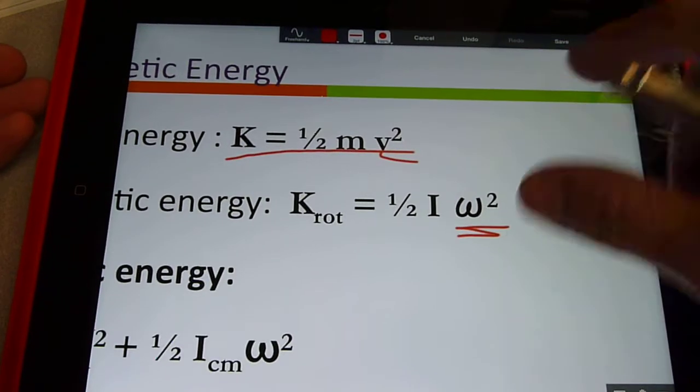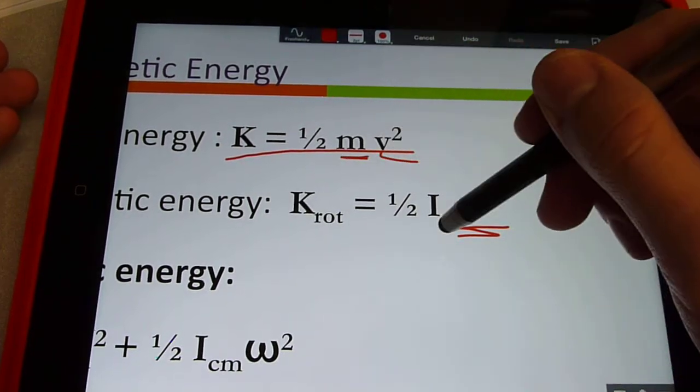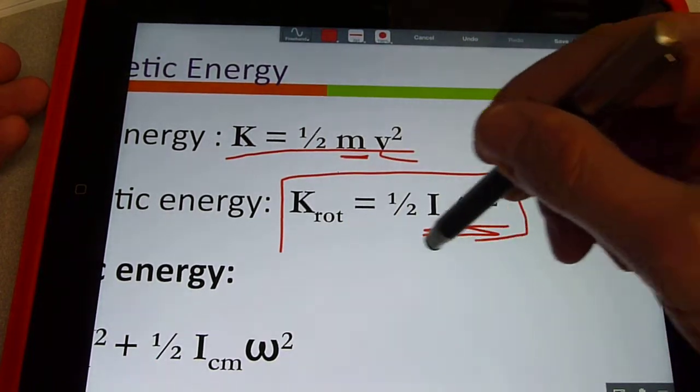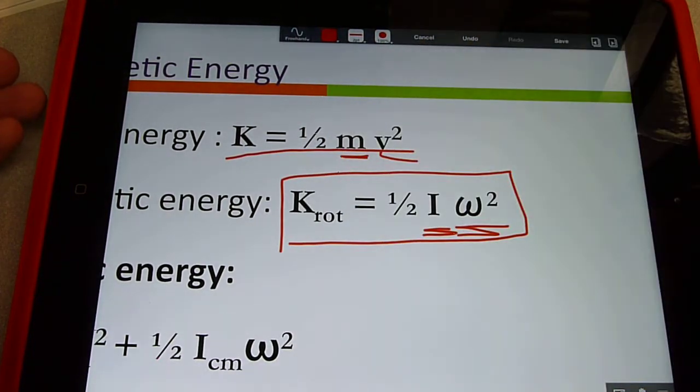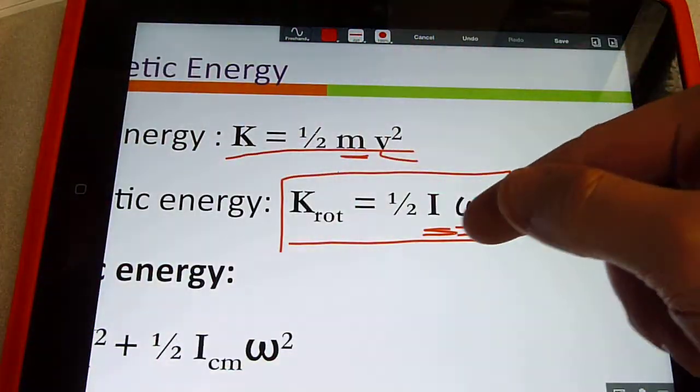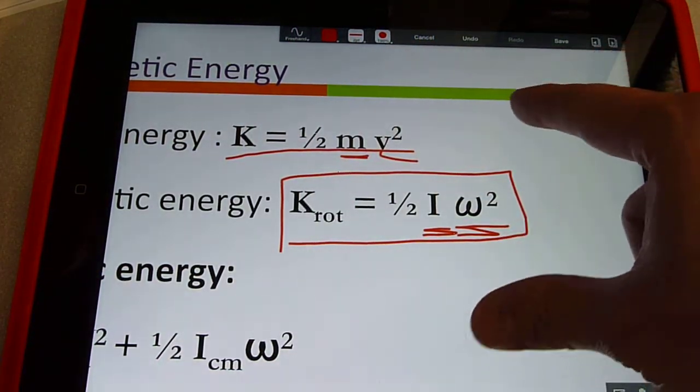Let's zoom in on that a little bit. And mass is going to be replaced with the moment of inertia. And I have this relationship, 1/2 times the moment of inertia times the angular velocity squared. That's the energy of something that is rotating. It's moment of inertia times the angular velocity squared.